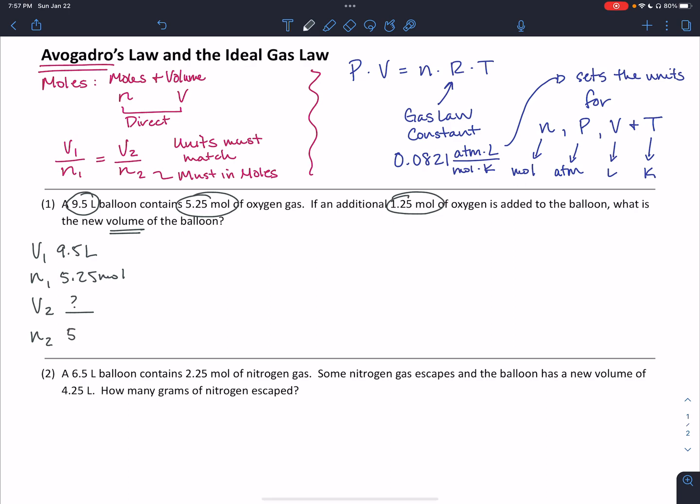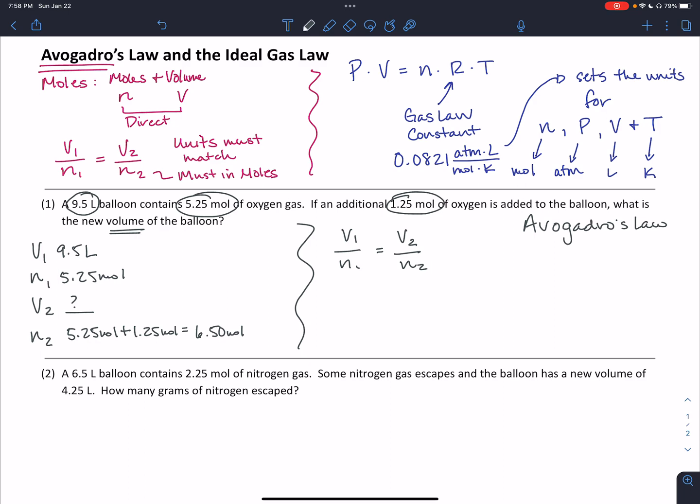So we had 5.25 moles, and now we're going to add 1.25 moles. So our container, our balloon, is now going to contain 6.50 moles of gas. Make sure you do that addition. All right, so we have two volumes, two amounts. This is Avogadro's law, which means that we need to use our formula V1 over N1 equals V2 over N2.